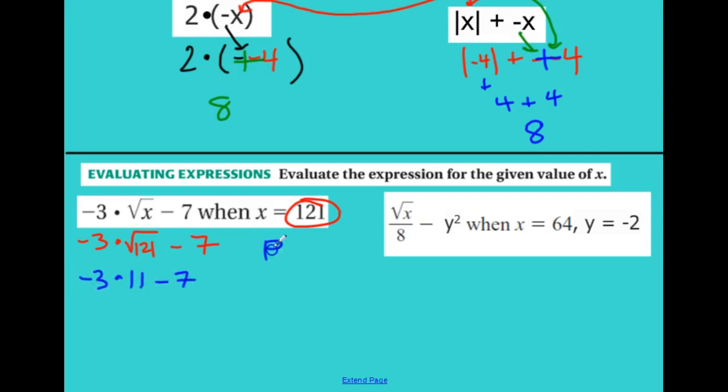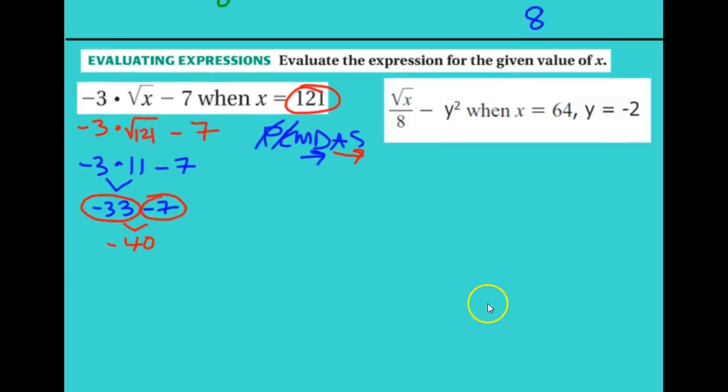And then we're following the order of operations. We don't have any parentheses or exponents. We do have multiplication and division, though. Do it from left to right. This comes first. -3 times 11 is -33. And then we just have addition and subtraction left. These are all negatives, -33, and take away another -7. Same sign, add them up. There's really a total of -40.